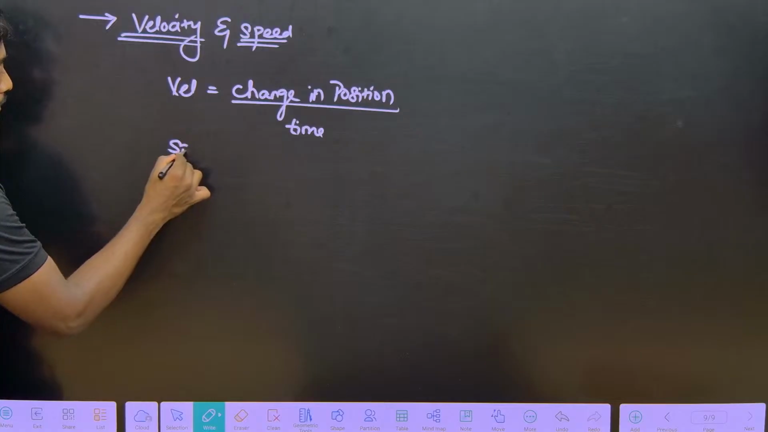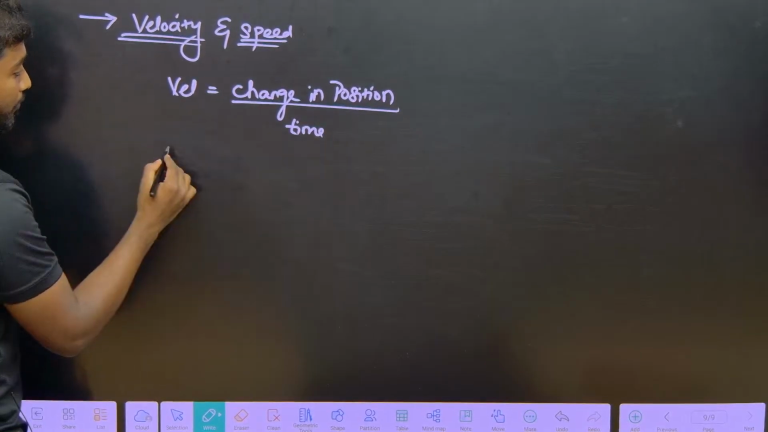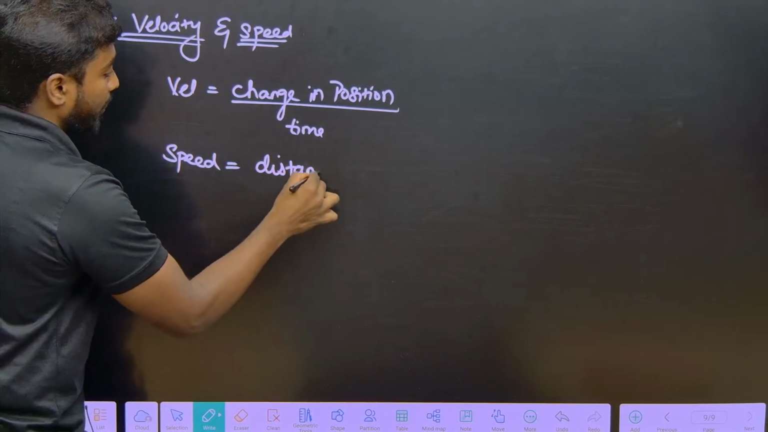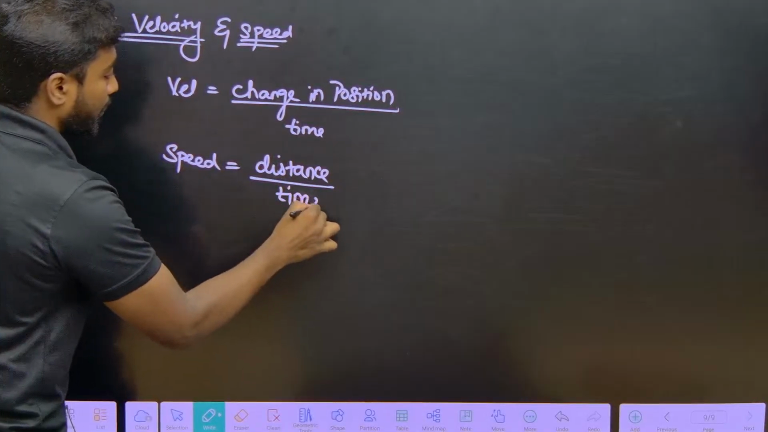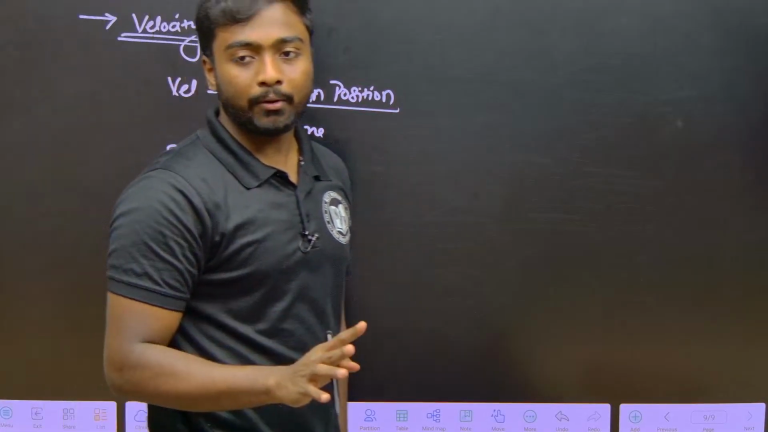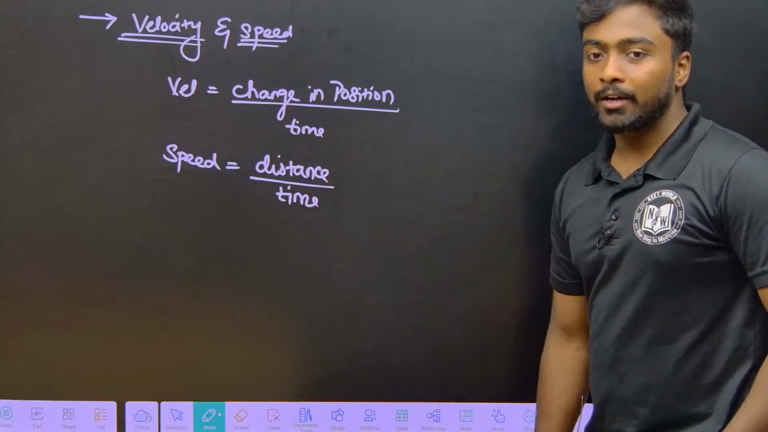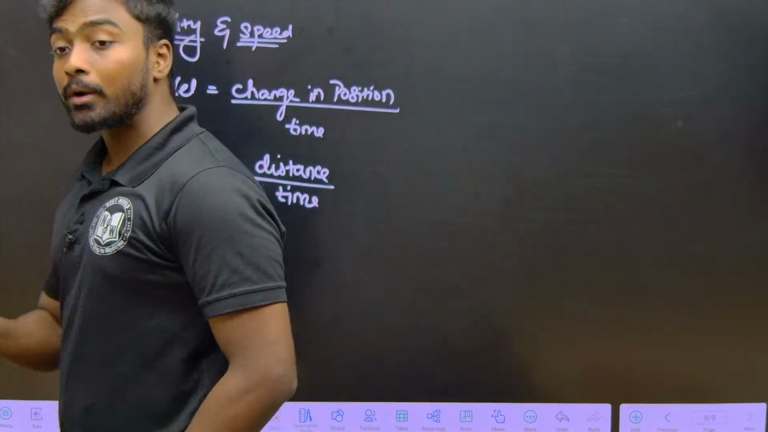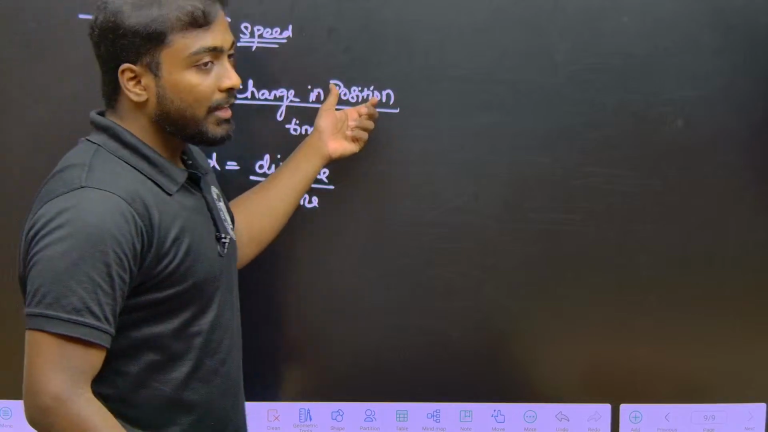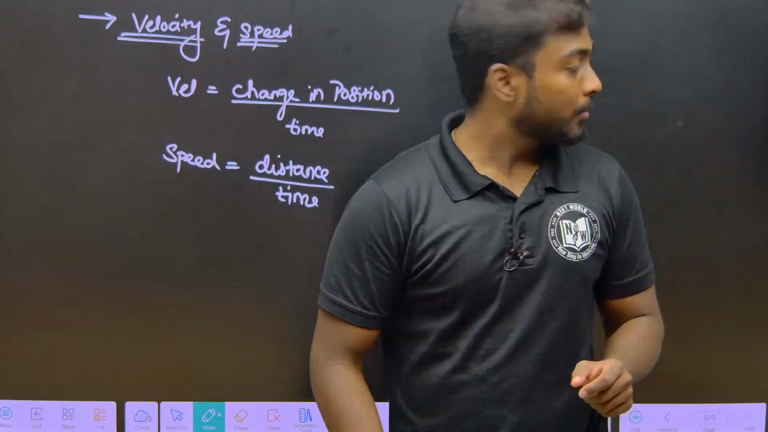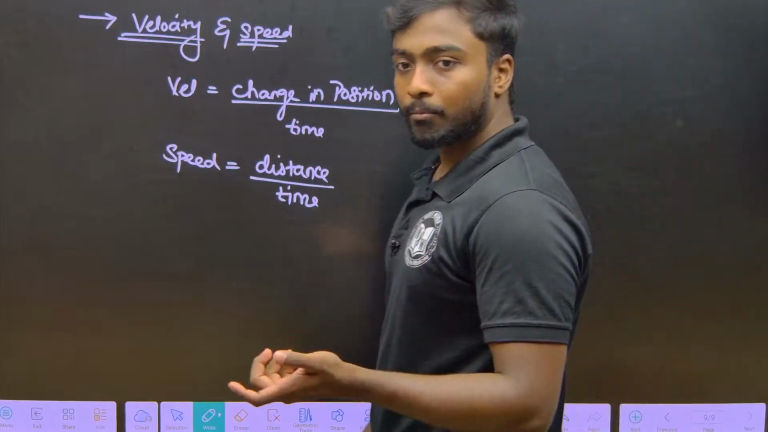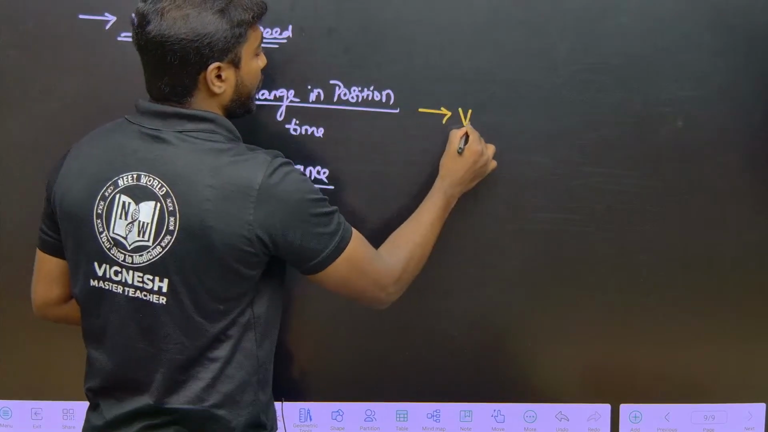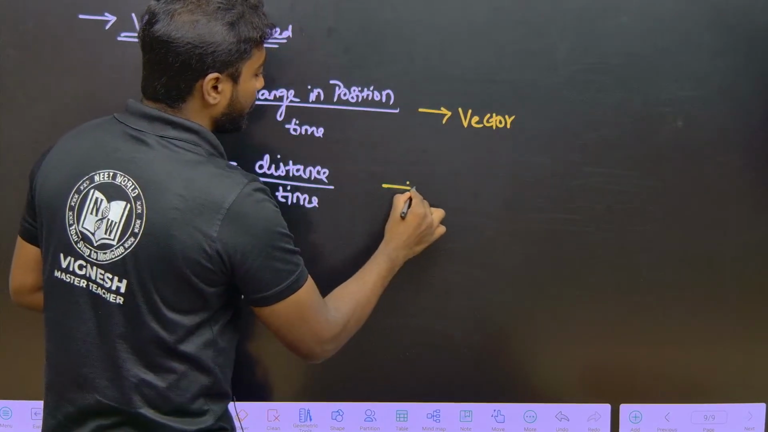What about speed? Distance by time. Now if I talk about velocity and speed, which one is scalar and which one is vector? Speed will be scalar because we are talking about distance, only the magnitude. When we talk about the displacement, it is both magnitude and direction, right? So this is vector, and this one is scalar.